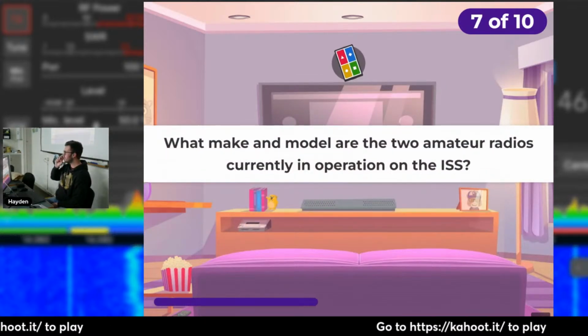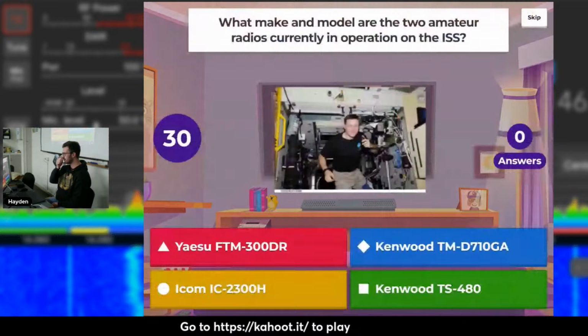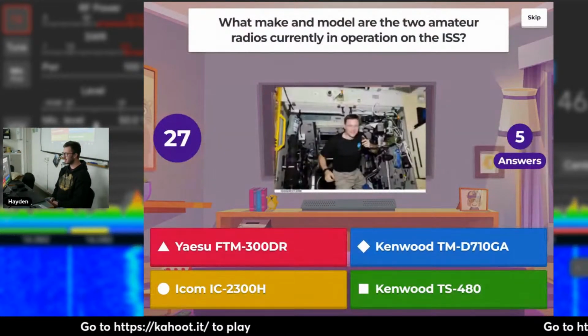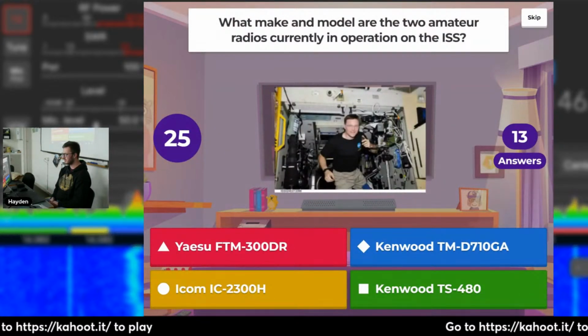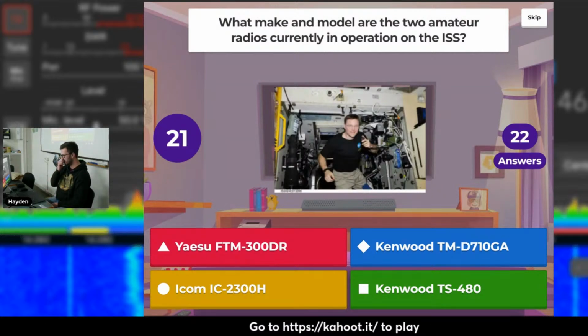What make and model are the two amateur radios currently in operation on the ISS? Is it the Yaesu FTM-300DR, the Kenwood TM-D710GA, the Icom IC-2300H, or the Kenwood TS-480?